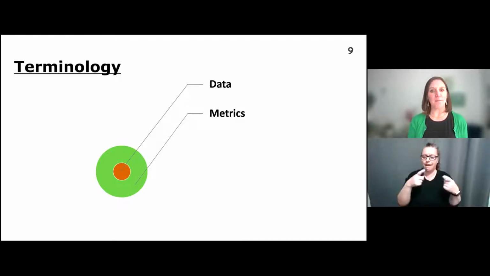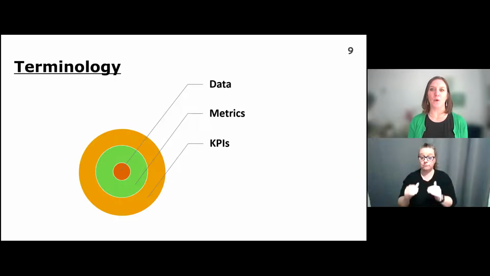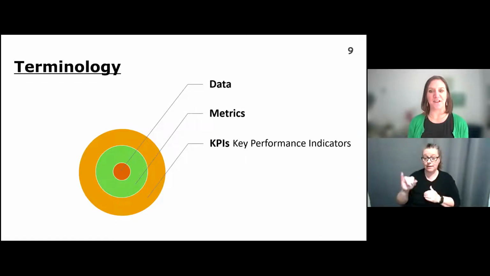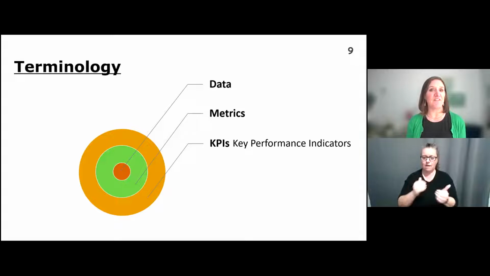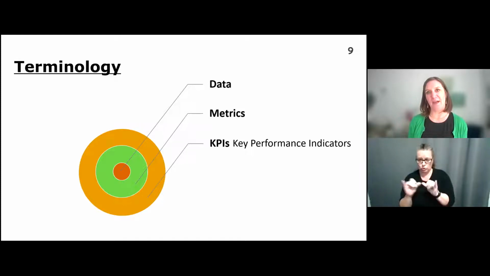So moving from metrics are KPIs, or key performance indicators. KPIs are a way of measuring the effectiveness of an organization and its progress towards achieving its goals. They are quantifiable measures used to gauge performance over time.